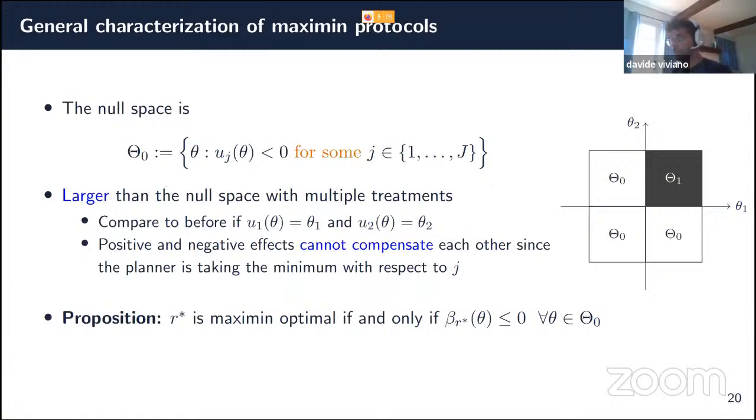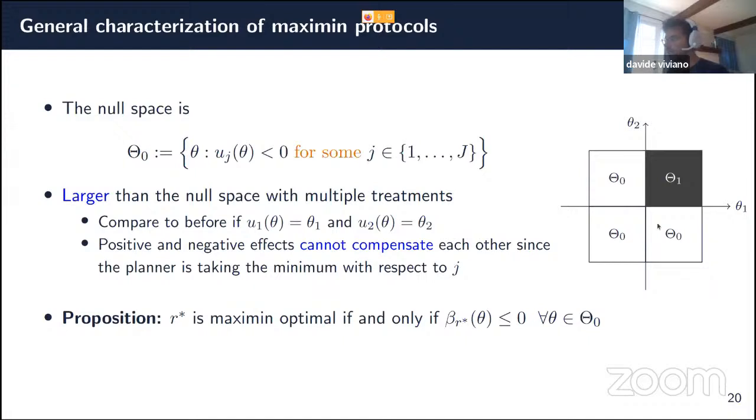So let's look at the case where we have multiple policymakers. In this context, the characterization of the null space is a little bit different. In fact, the null space is the set of parameters theta such that the utility for policymaker j is negative for some j from 1 to capital J. Let's look again at the case with two outcomes. What this implies is that the null space is not only the orthant where both theta 1 and theta 2 are negative, but in fact the set where at least one of the two parameters is negative. That is, the null space is much larger than the null space that we obtained in the previous analysis.